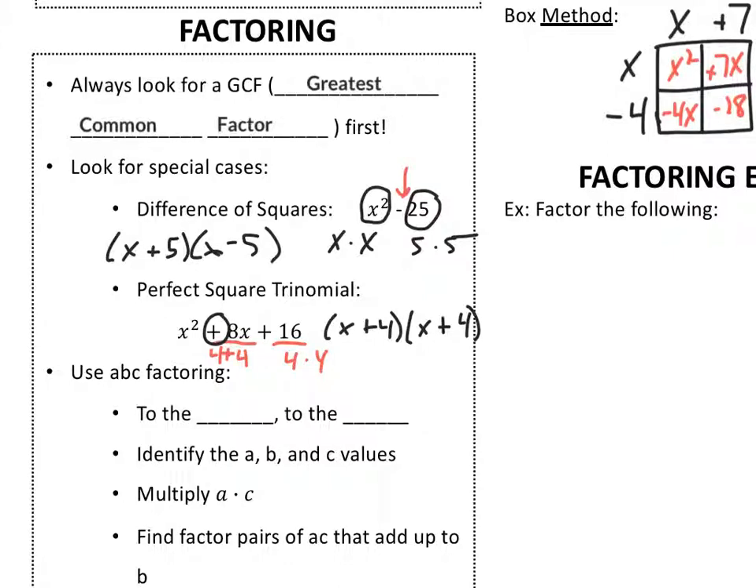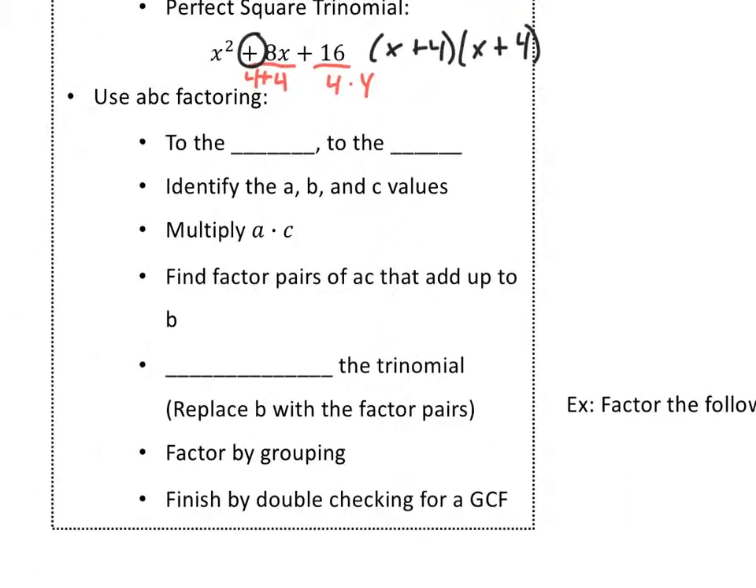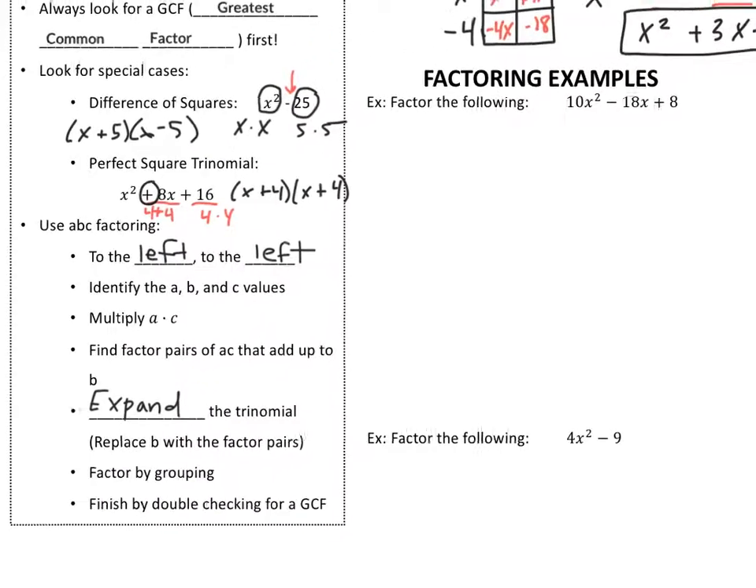If you don't have those special cases after doing the greatest common factor, you're going to use what we call ABC factoring. So your first step is to think of Beyonce and move it to the left, to the left. So if you have an equal sign, if it's an equation, you're going to move all of your pieces to the left. You're going to identify the ABC values. You're going to multiply A times C, and then find factor pairs of A times C that add up to B. You're going to expand the trinomial, which means you're going to replace the B term with the factor pairs. Then you'll do your factor by grouping and finish by double checking for another GCF. That's a lot of steps, so we will go through an example using all of those steps.